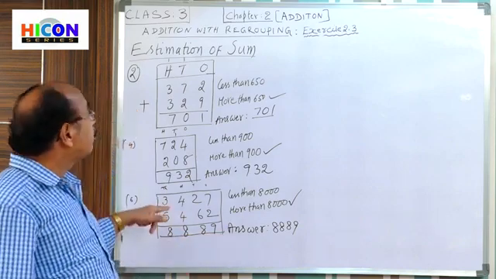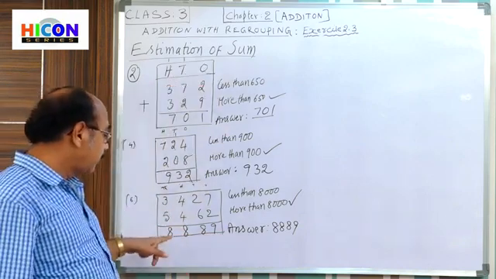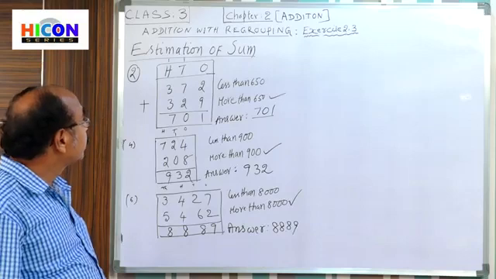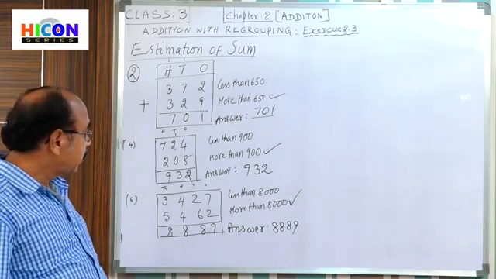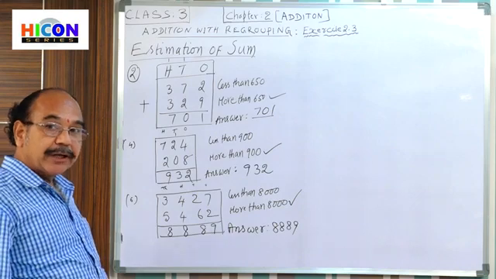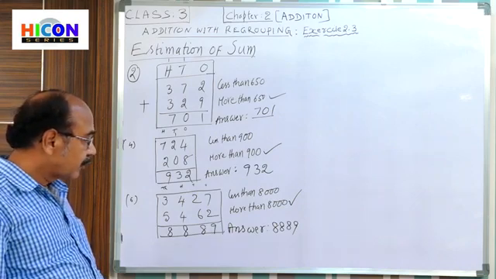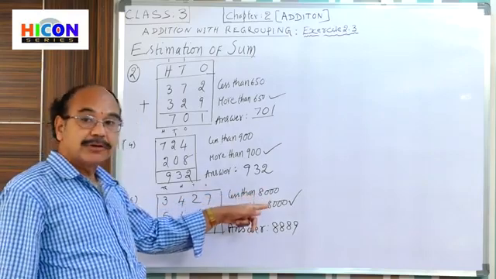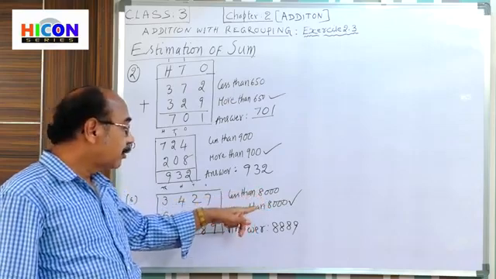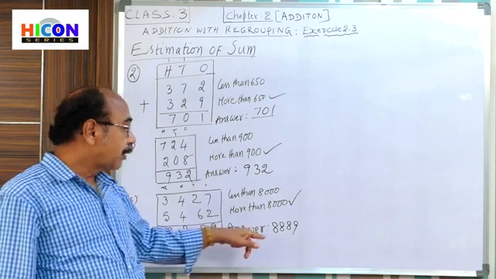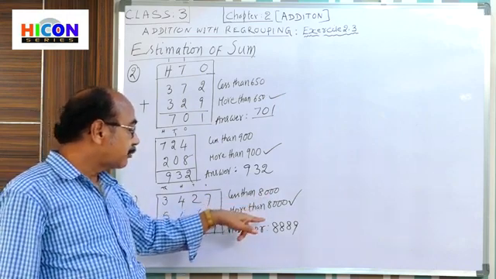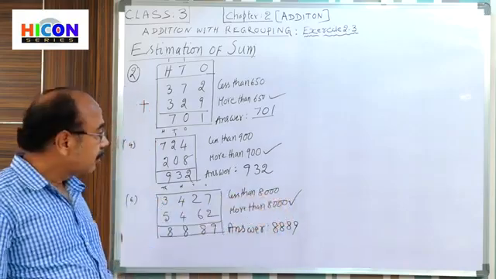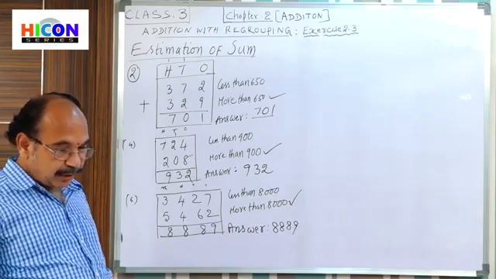What is the sum of the two numbers? The sum of the two numbers here is 8889. Like this, by estimation we can say the answer and we can compare the answer with the mentioned words. Mentioned words means less than 8000 or more than 8000. The answer is compared with these two. The answer is not less than 8000 and the answer is more than 8000. That's why more than 8000 is ticked here. Okay, this is the estimation of sum.